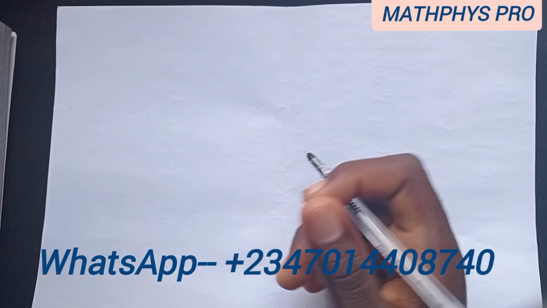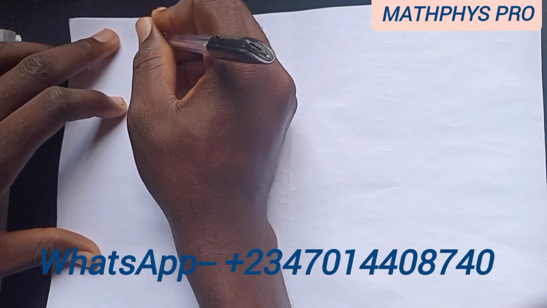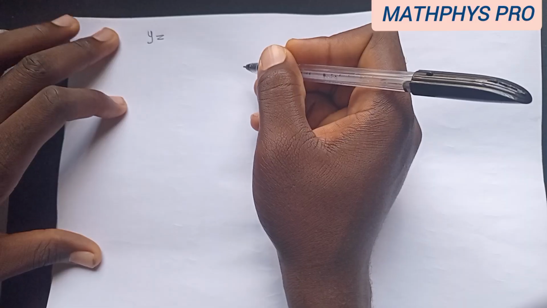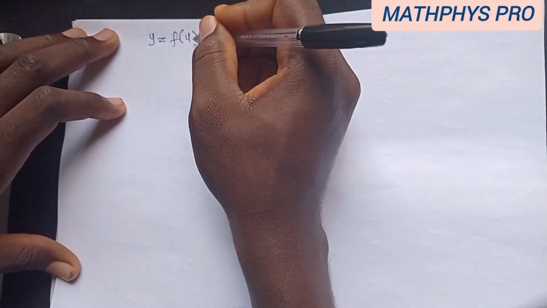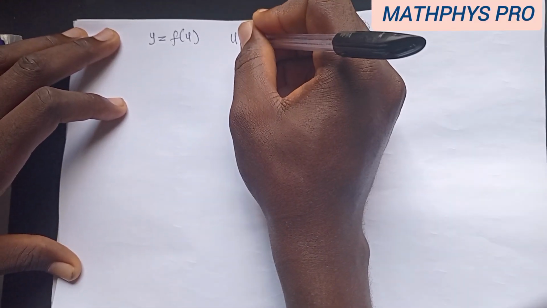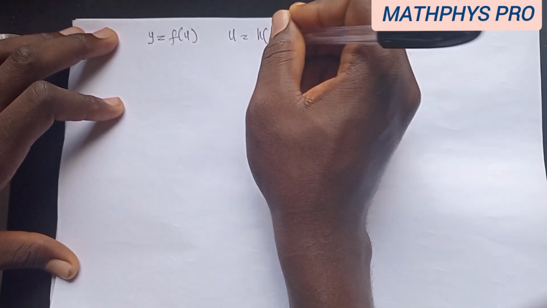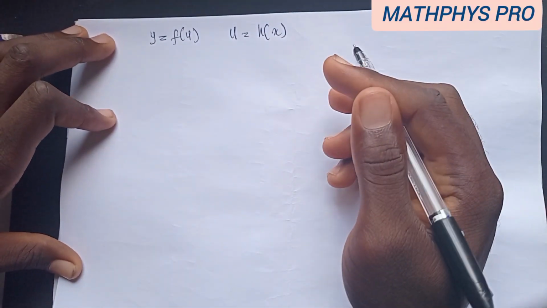So in other words, given that y is equal to f of u, and u is equal to h of x. So then what is dy dx?